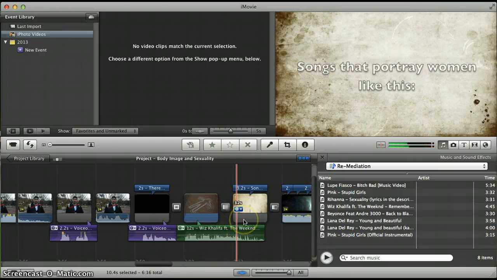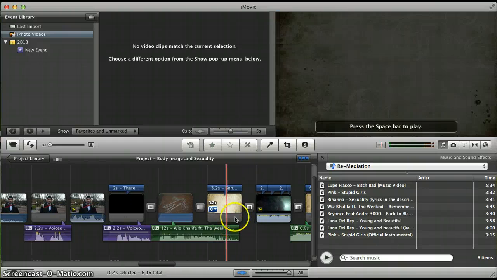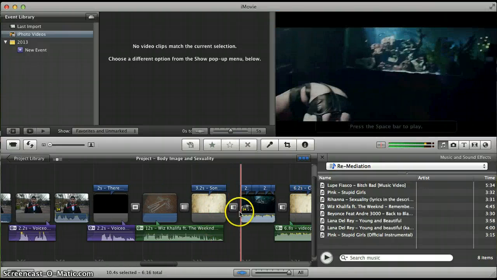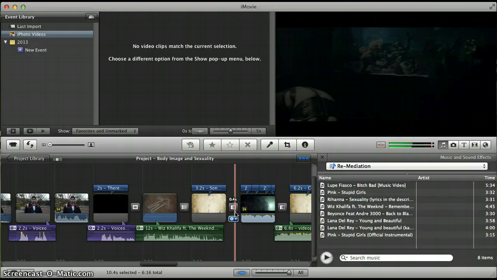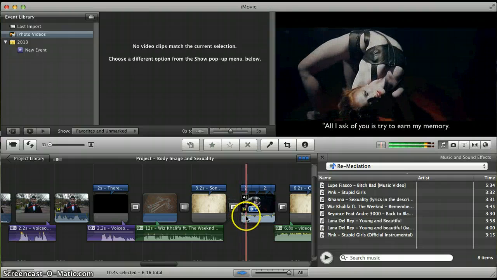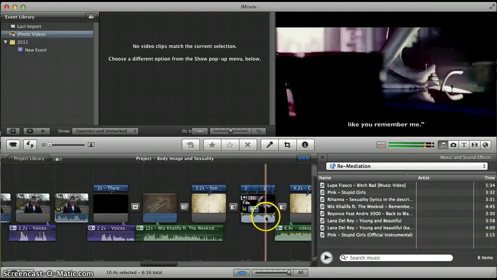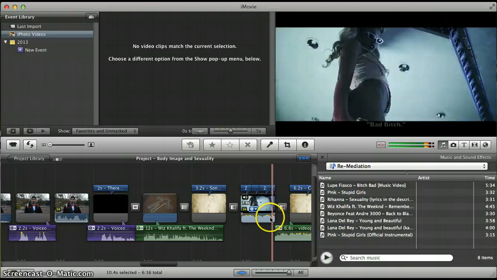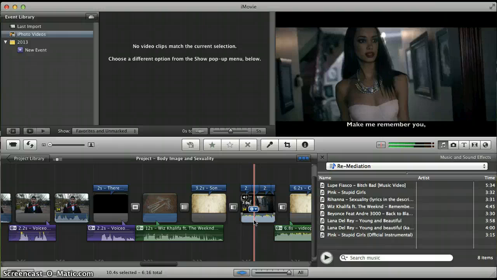And then I decided to move into the pop culture aspect in songs, and used Wiz Khalifa and The Weeknd's song, Remember You, which is pretty popular on the radio right now. This is just a clip that I got from that music video. I decided to include the lyrics in captions right here, because I think the words are really important to the purpose of what I'm trying to say about how pop culture is affecting body image and sexuality.